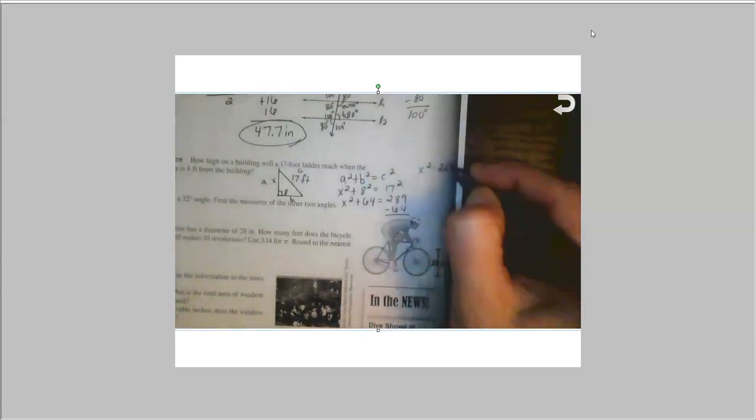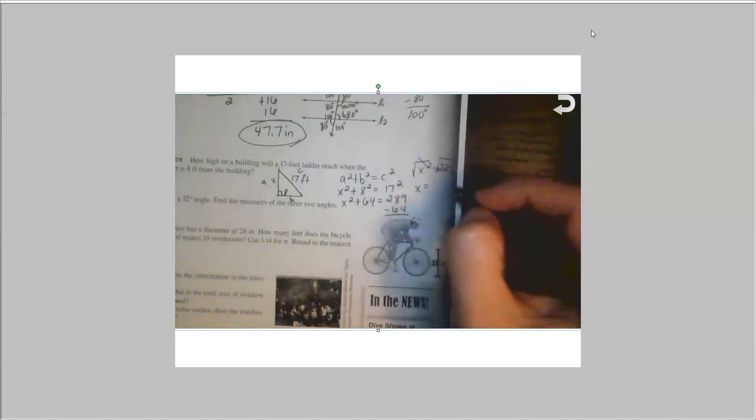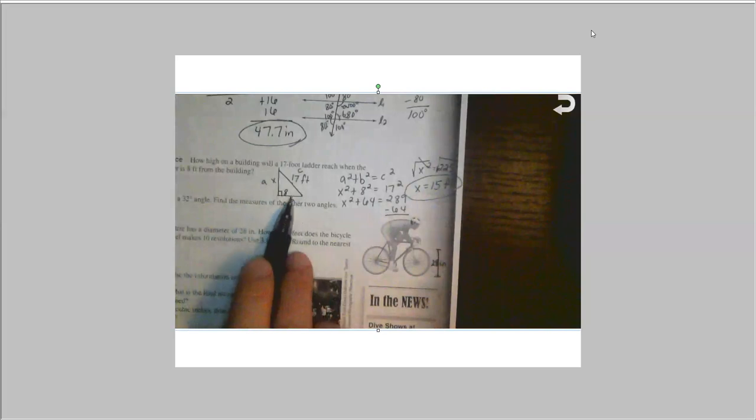225. Now that is not the length of my missing side because that would be way longer than the hypotenuse. I don't want x squared, I just want to find x. So now we finish off by taking the square root of 225, and that gives me an answer of 15 feet. So that 17-foot ladder can reach 15 feet up the wall when its base is 8 foot away from the building. So once again, that's the Pythagorean theorem. This time we had to square our numbers and subtract them before we took the square root.